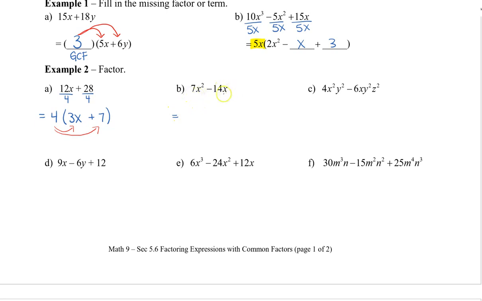So 7x squared minus 14x. Greatest common factor is going to be 7. And we also need an x because one has an x squared, one has an x. So 7x is my GCF.